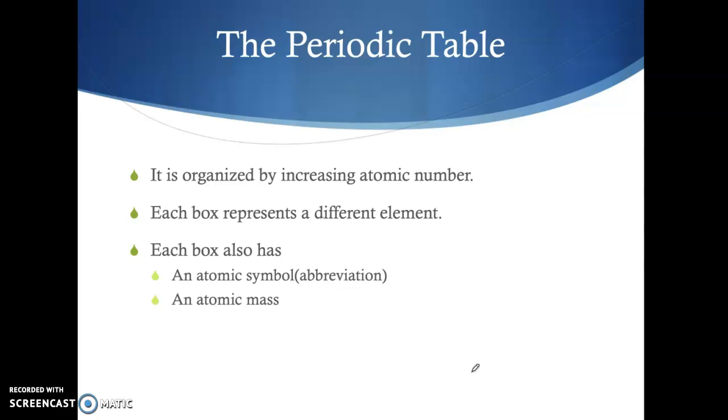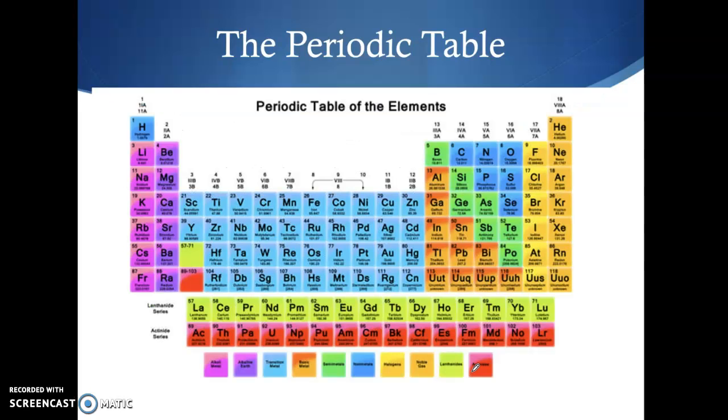So the periodic table is organized by increased atomic number. Each box represents a different element, and each box also has a lot of different pieces that we'll look at more tomorrow. But when we're looking at the periodic table, now we see that alkali metals, alkaline earth metals, halogens, noble gases, metalloids, lots of different special types of elements.